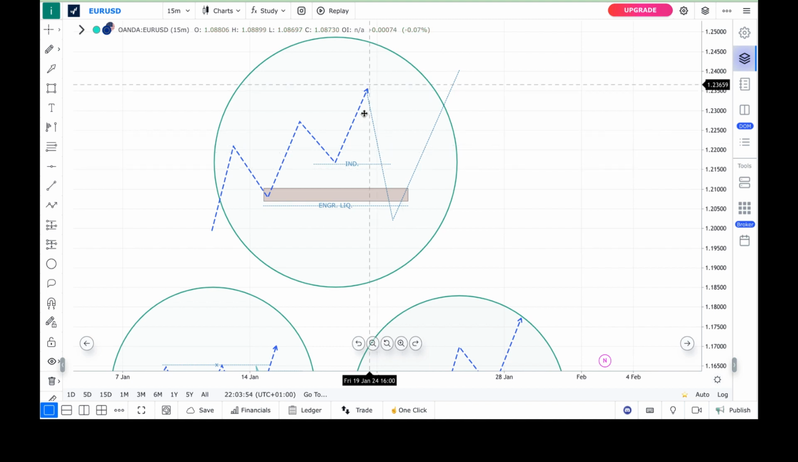Now we will dive deep into the charts and I will show you some examples of this liquidity and also some tips to recognize liquidity in order not to get trapped. So let's go into the chart.